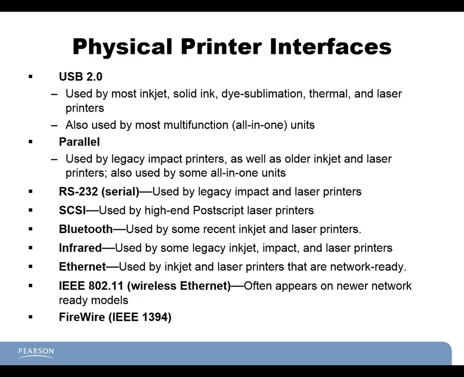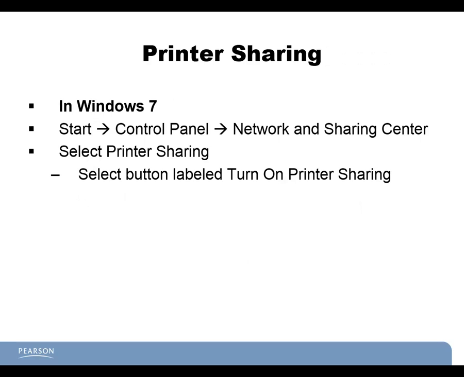Some lasers use it. Some of the very small printers that you see in restaurants use it because there's not a lot of data going through them. SCSI, you would find a few high-end PostScript printers that use SCSI. Bluetooth and infrared are used by some things. Ethernet is pretty common now, and wireless Ethernet, because once you've got a printer on the network, then anybody can print to it. And while not very popular, you will occasionally find printers that have FireWire, which is also the IEEE 1394 interface. So in Windows 7, to share a printer, go to your Control Panel, Network and Sharing, and select Printer Sharing.